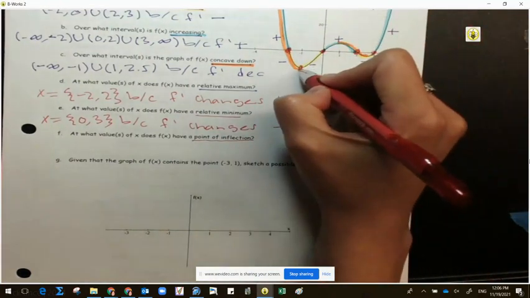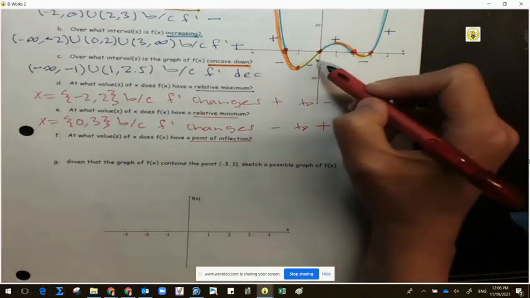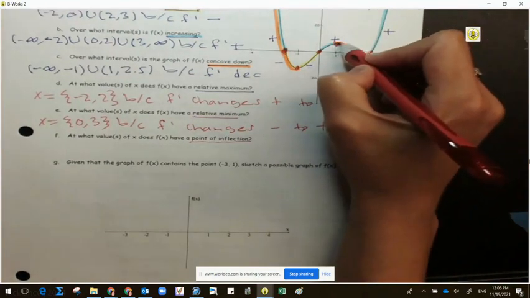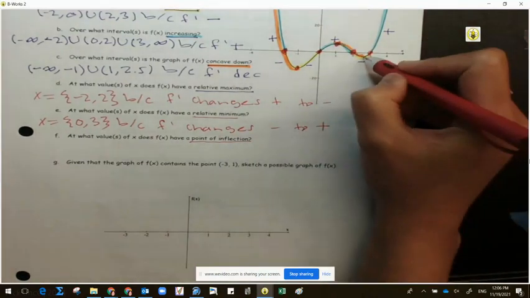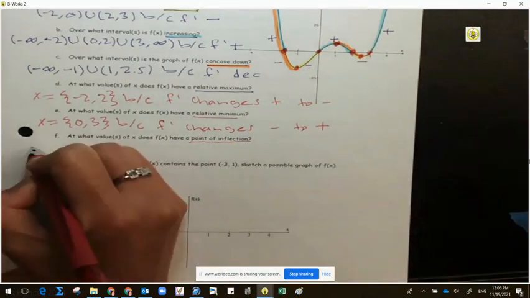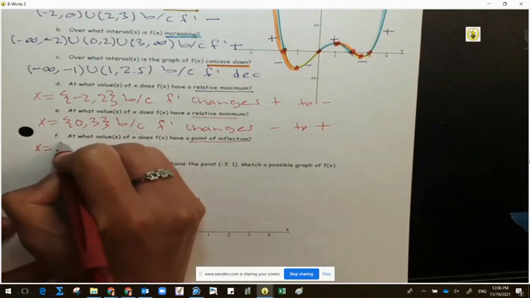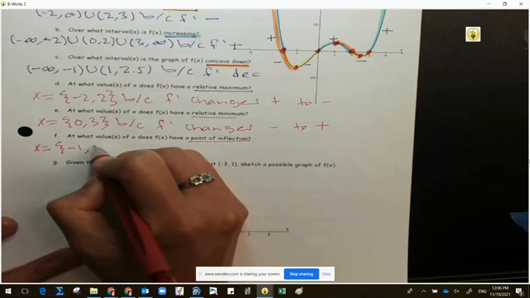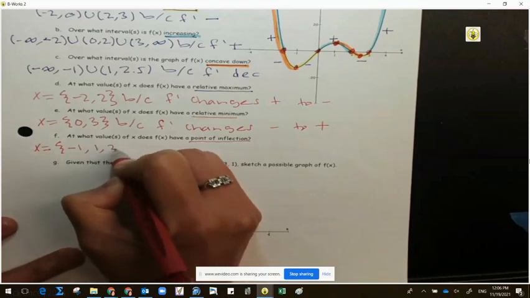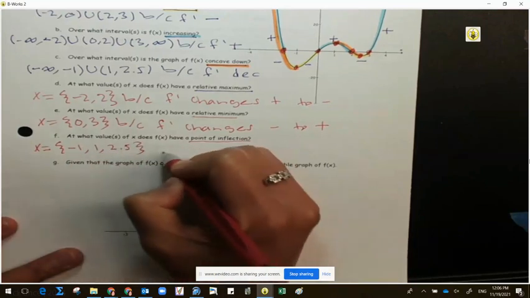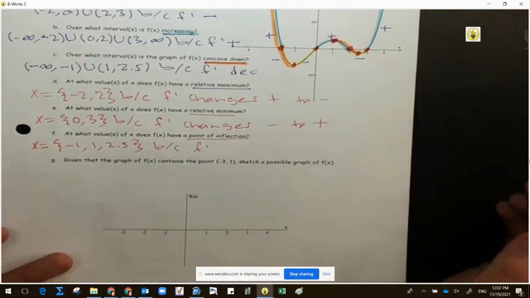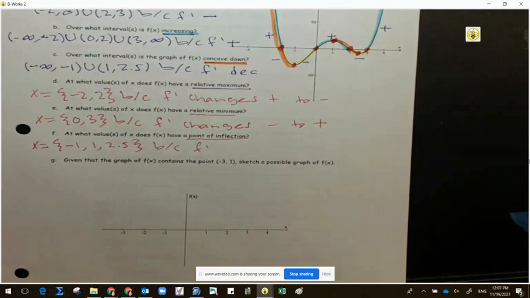So we know concavity is going to change right here. Here we have increasing to decreasing. Concavity changes right here. Do you have another spot down here that I approximated? So we have x is equal to, what is my first x value? Negative 1. Second one? 1. Third? 2.5, okay? Because f prime has what? Slope of 0, that's good.